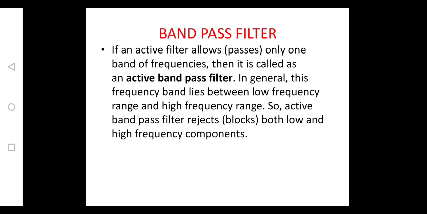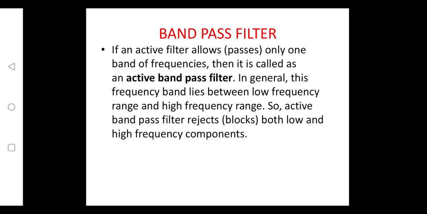The next type is the band pass filter. If a filter allows a certain band of frequencies and rejects the remaining, it is called a band pass filter. In case of a band pass filter, it lies between a lower frequency range as well as a higher frequency range. So here it needs to pass a certain range of frequencies between the lower as well as the higher.